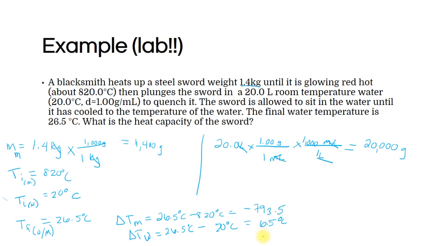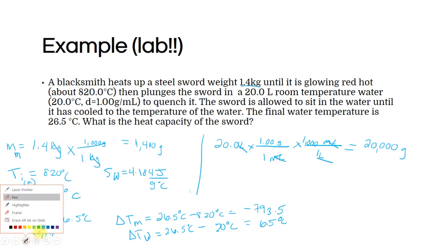Okay, so now I have a delta T for the water and for the metal. I know the mass of the metal. I don't know the heat capacity of the metal. Oh, but I do know the heat capacity of water because that's a constant. So I think I can calculate the heat for the water part and use that.